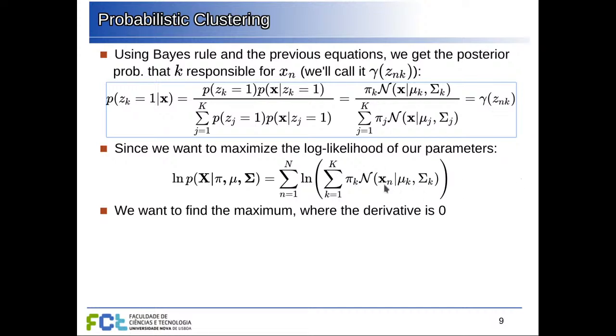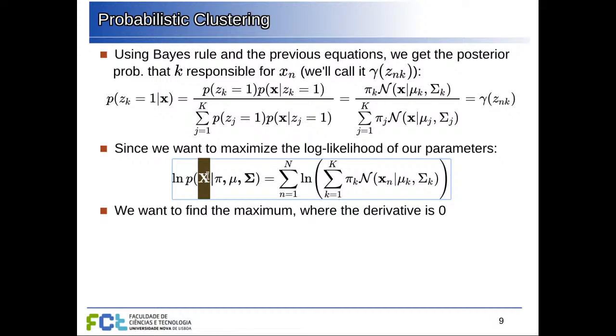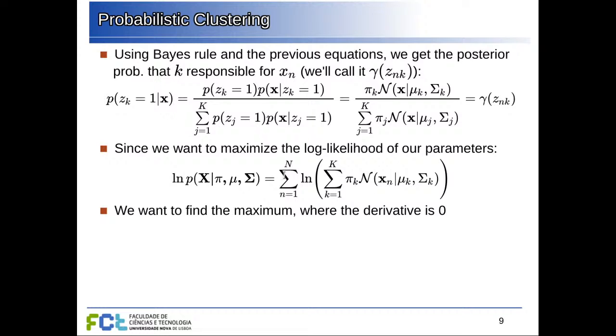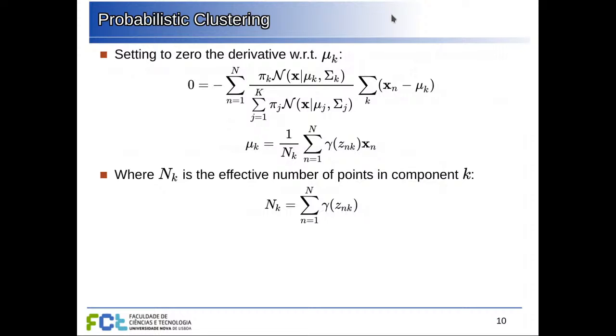And since we want to maximize the likelihood of our parameters, we want to maximize the probability of the points that we are observing given the parameters for all the mixture of Gaussians that we have. So basically, we want to find the maximum of this expression. We want to compute this where the derivative is 0, and this is the solution for that. So the mean point of each Gaussian distribution will take into account all the points and their membership or the probability of coming from that distribution.